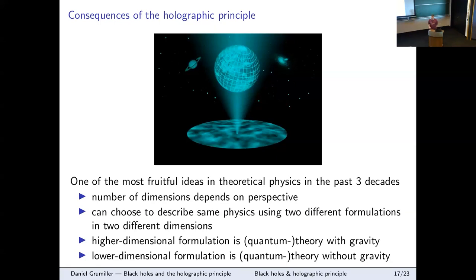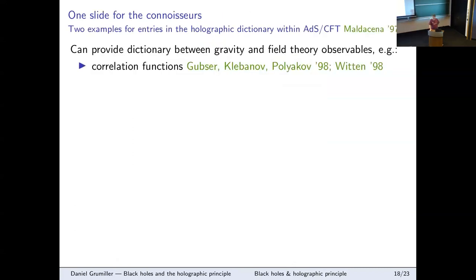Okay, these are just words. And in case you're unhappy with just words, I sacrificed one slide for the connoisseurs. So here I give two examples for entries in the so-called holographic dictionary within the so-called AdS/CFT correspondence discovered by Maldacena in '97. So what do I mean here?